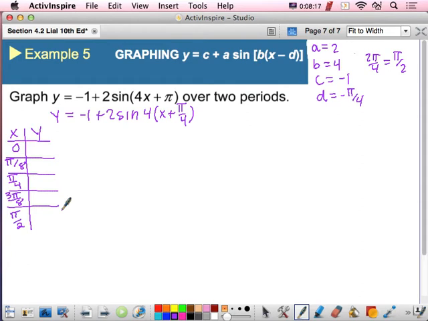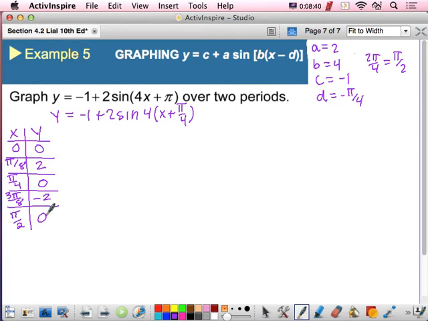Talk to me about our table before we shift it. It's a sine, so it's going to go through 0, 0. Then it's going to go through A. So A is 2, B, then it goes to 0 again, then negative A, and then 0. There's the unshifted table.